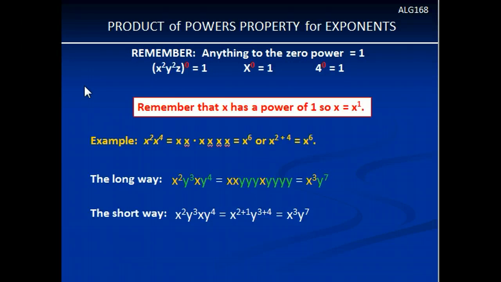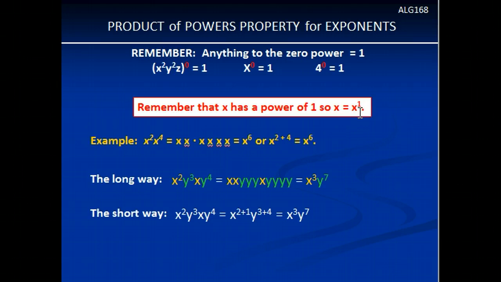Now I want you to remember, anything to the 0 power is 1. 4 to the 0 equals 1. X to the 0 equals 1. All of this in the parentheses, it doesn't matter if it's in the parentheses. If there's a little 0 outside of those parentheses, it equals 1. If you want to know how that works and have a few examples of those, please look at the zero property for exponents video.